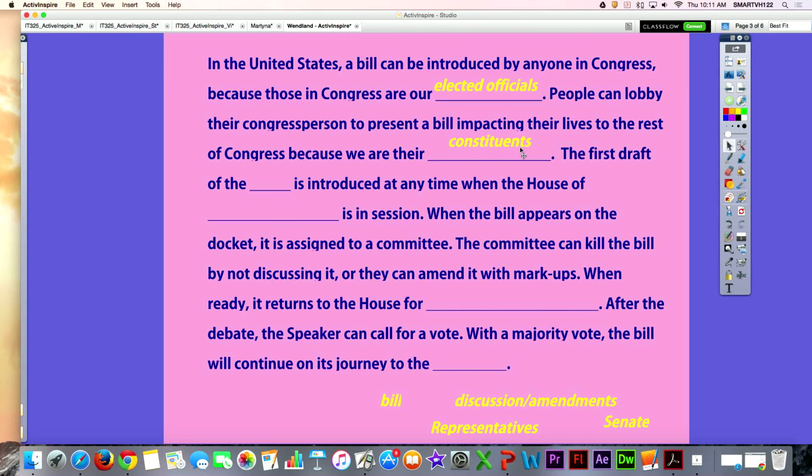And as a constituent, you own that right to vote and elect who gets to make your laws. So the first draft of the what is introduced any time in the House of Representatives? A bill. It is not yet a law.